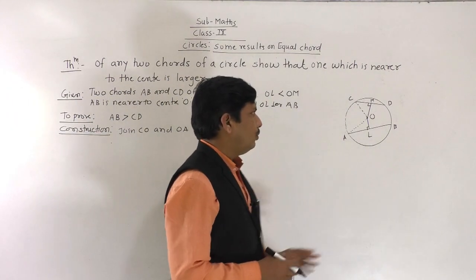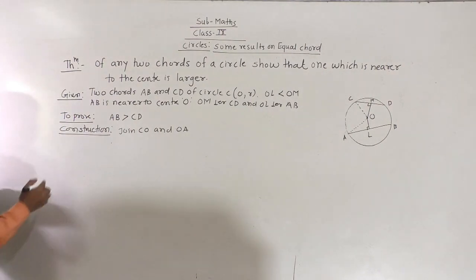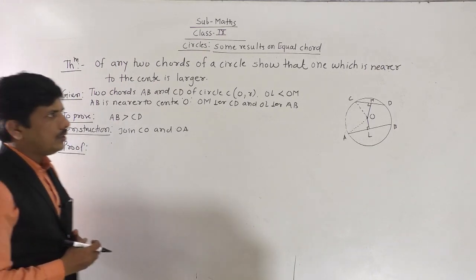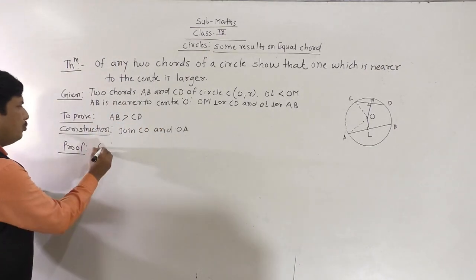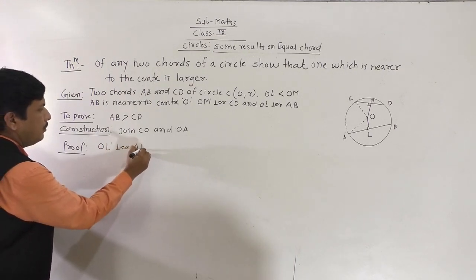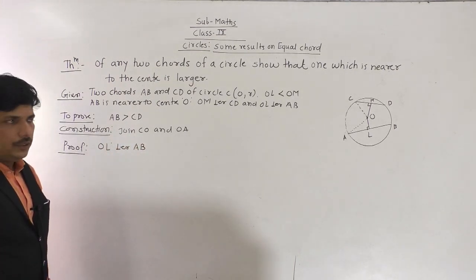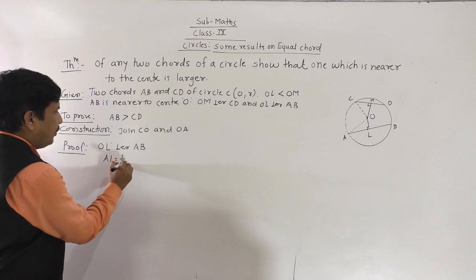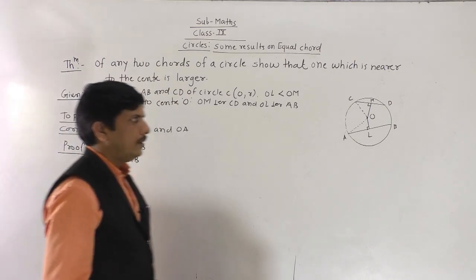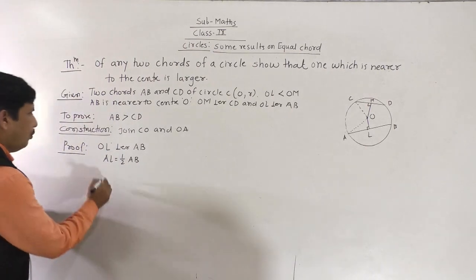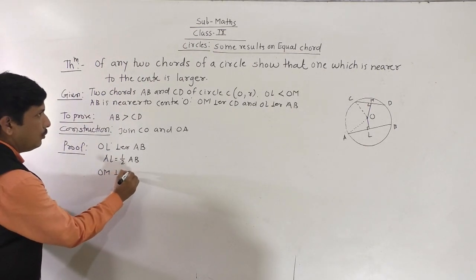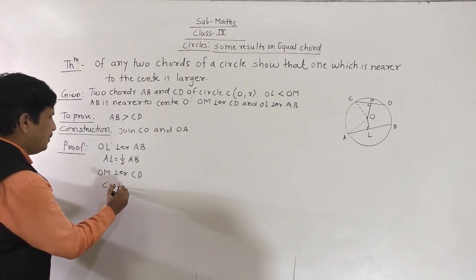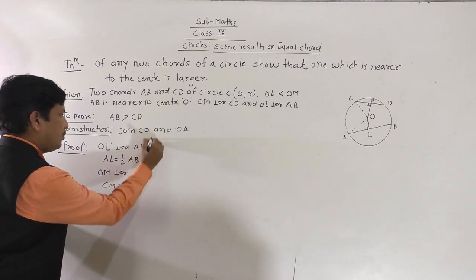Okay, so now the construction we have done, now we will think about the proof. In the proof, first OL is perpendicular to AB, so AL is equal to half of AB. Then OM is also perpendicular to CD, so we can say CM is equal to half of CD.